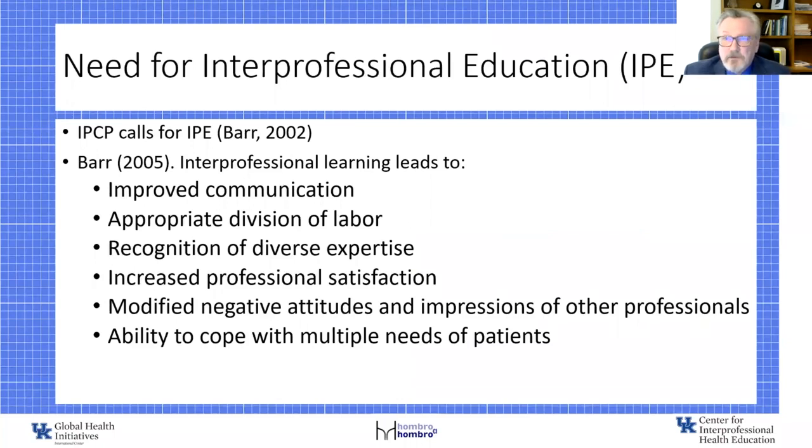So if we're going to have interprofessional collaboration, like we've talked about already, you need to have interprofessional education. We need to train people. It's not likely that they're going to be trained in a silo in their health professions programs and then spontaneously combust into team players when they get out into the real world.